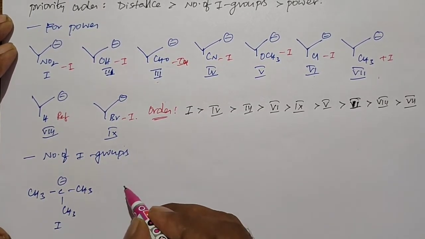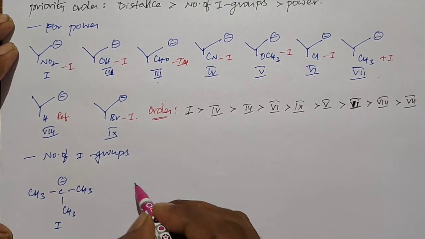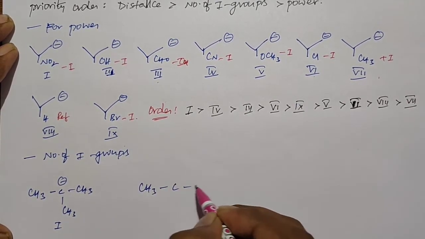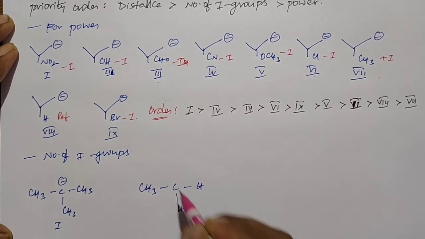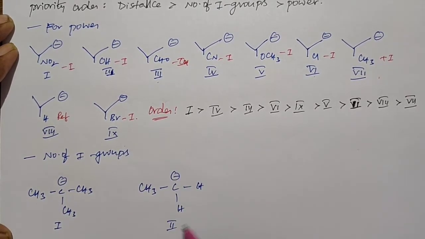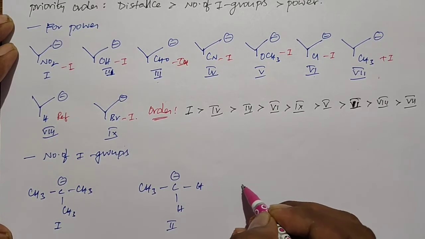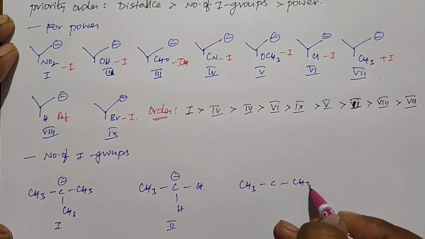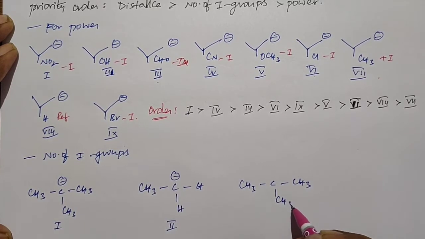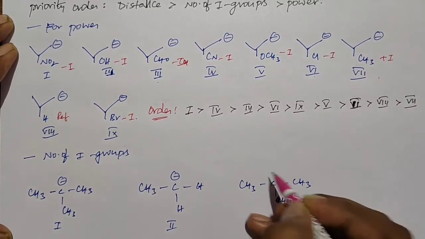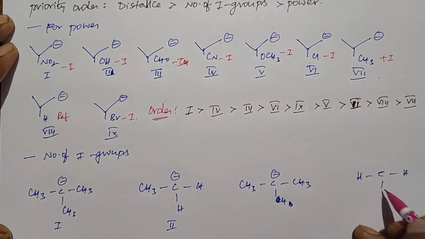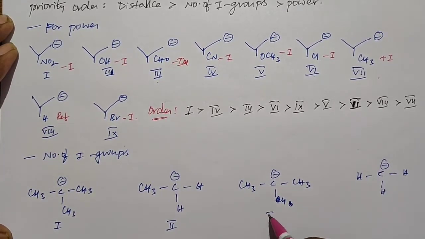And the second one is CH3, CH, H minus. This is structure 2. And the next one is CH3, C, CH3, hydrogen. And the last one is H, CH, H minus. So this is structure 4.